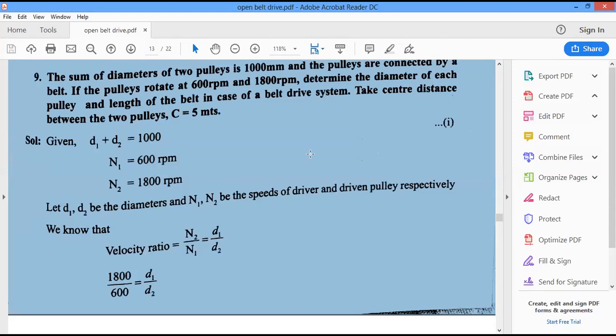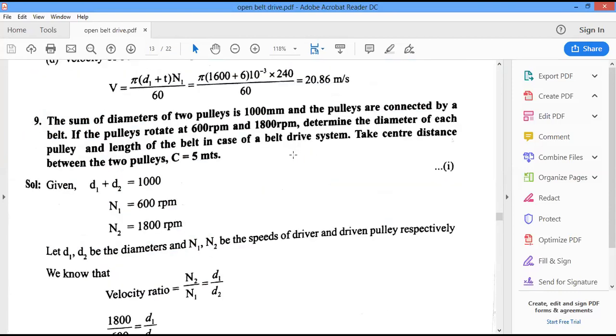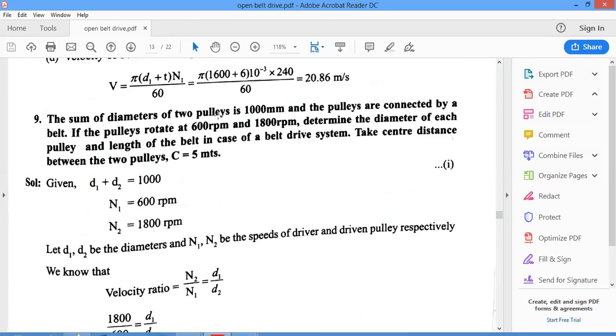Okay, so yes, we shall go to the next problem. The sum of diameters of two pulleys is 1000 mm, and the pulleys are connected by a belt drive. The pulleys rotate at 600 rpm and 1800 rpm respectively. Determine the diameter of each pulley and the length of the belt drive in case of the belt drive system. Take the center distance between the two pulleys to be 5 meters.